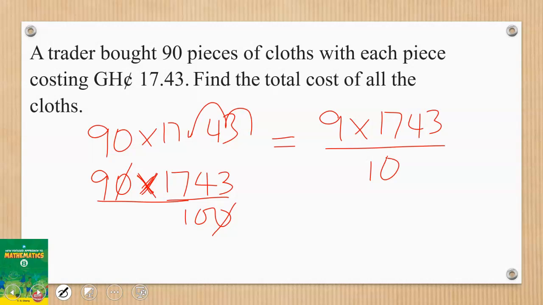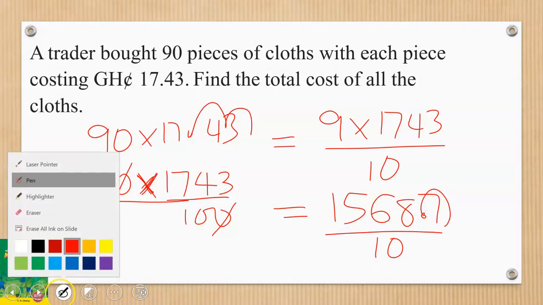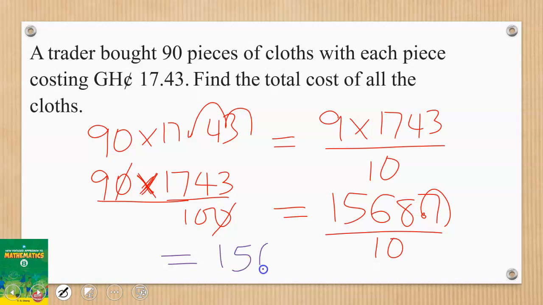Now I'm going to do 9 times 1743, and we can do it using any of the methods we've learned, either the lattice approach or the expand and box approach. Anywhere you go, you get the same answer. So try any of them, and this is your answer. So we are going to have 15687 all divided by 10. Okay, and divided by 10 means move the decimal point backwards 1, so that your final answer is going to look like this: 1568.7. And so that is the total cost. That is 1568.7. Right. Let's take another example and see.